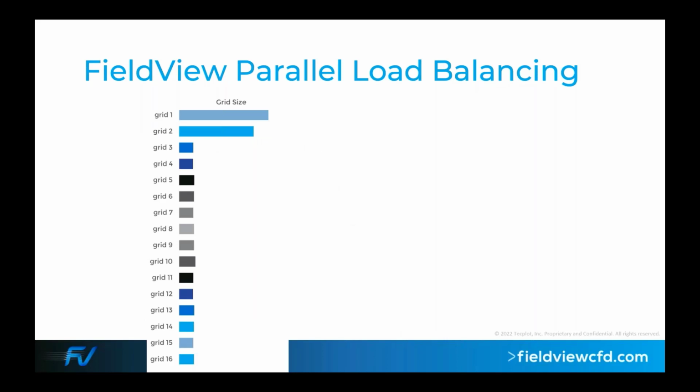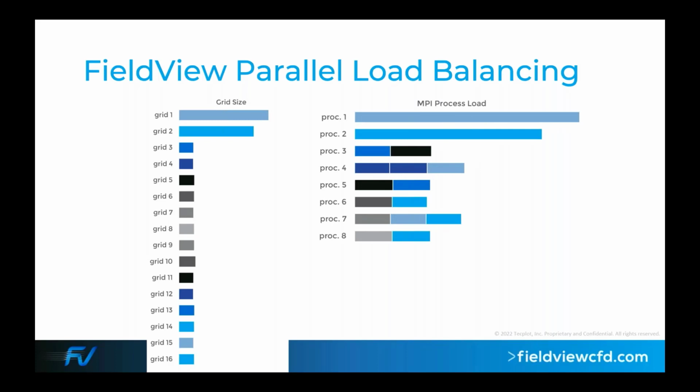And so if we look at the case here, which is again 16 grids, but now we have just 2 of them that are much larger than the rest, it's going to be a struggle for FieldView to come up with a good load balancing. Really, the 2 largest grids are going to be each on one process. The rest is going to be balanced between the remaining processes. But because you have a much larger block over here, your longest process is much longer than the shortest one, and that gives you pretty poor performance.